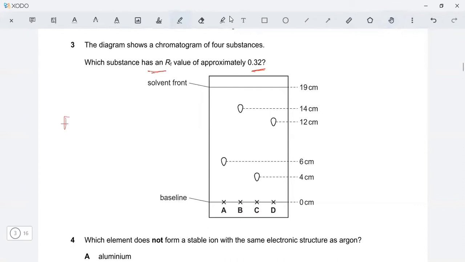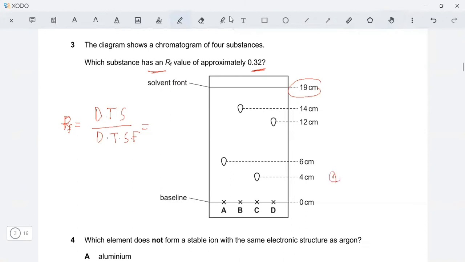So do you know what is the Rf value? Rf value is basically called the retention factor. It is the distance traveled by the substance divided by the distance traveled by the solvent front. So I write a shortcut: D for distance, T for traveled, distance traveled by solute divided by distance traveled by solvent front, SF, or solvent front.